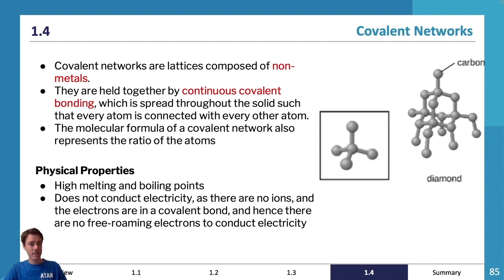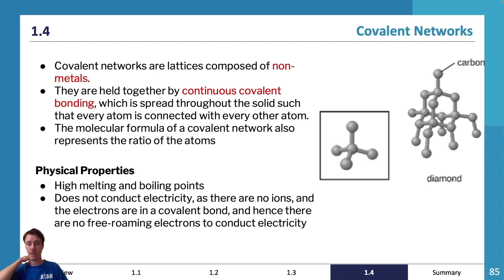Now, covalent networks, as we've already mentioned with diamond and graphite, are always made up of nonmetals, usually with continuous covalent bonding that goes off in different directions. They usually have high melting and boiling points, and they do not conduct electricity as there are no ions, and the electrons are in a covalent bond, so there are no free roaming electrons to conduct electricity. There are no charged particles within covalent networks to move an electron along.